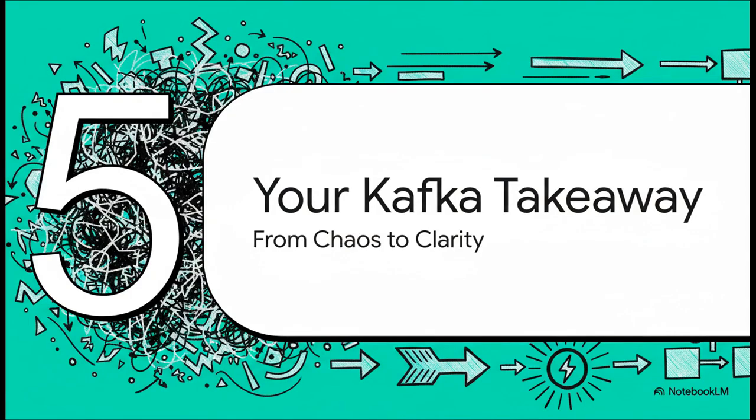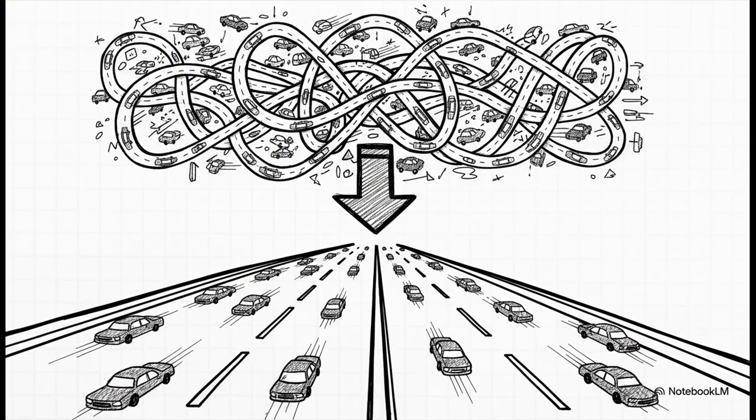All right, let's wrap this up. If you're going to remember one thing from all this, what should it be? Well, it's really simple. Kafka is all about turning absolute chaos into perfect clarity. It takes that nightmare data traffic jam we imagined at the beginning, and it just transforms it. It turns it into a massive, multi-lane superhighway where information can just flow freely and safely at unbelievable speeds.